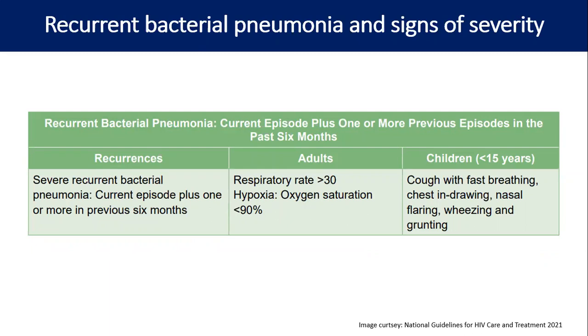Severe recurrent bacterial pneumonia: the current episode plus one or more in the previous 6 months. So within 6 months, if a CLHIV or a PLHIV develops pneumonia twice, then it is called recurrent pneumonia. And respiratory rate should be more than 30 in case of adults, and hypoxia, that is oxygen saturation less than 90%. And in children less than 15 years, there would be cough with fast breathing, chest indrawing, nasal flaring, wheezing, and grunting.